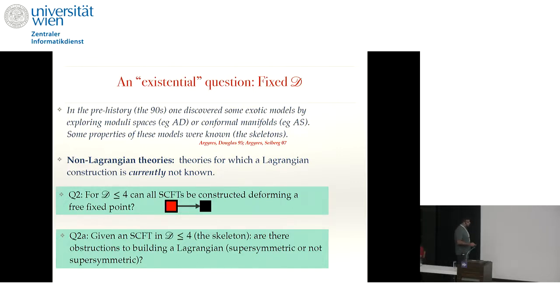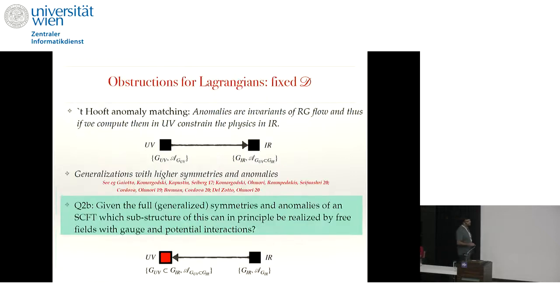This question can be phrased for dimensions equal or smaller than 4. Can all SCFTs be constructed by deforming free fixed points in various ways? And this question can be refined in various ways. For example, given an SCFT in D equal or less than 4, and the skeletal information, are there obstructions to building a Lagrangian? Even if you cannot build a Lagrangian, can you argue that this Lagrangian cannot be built?